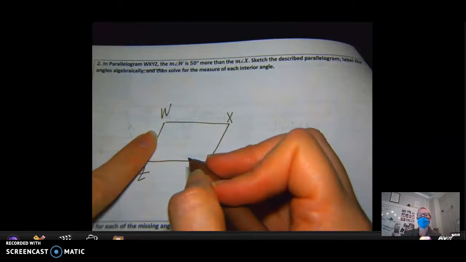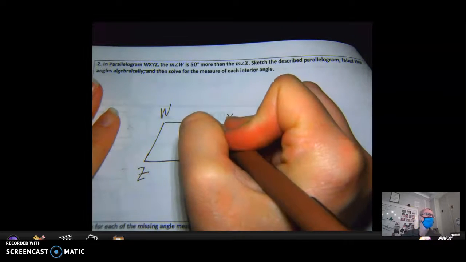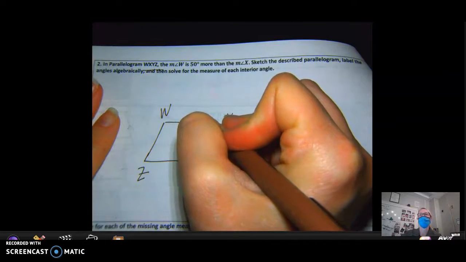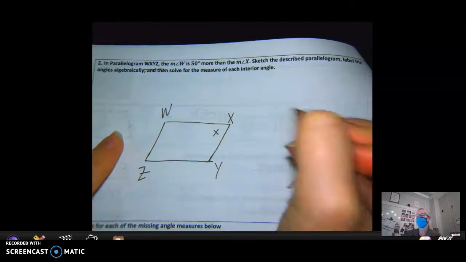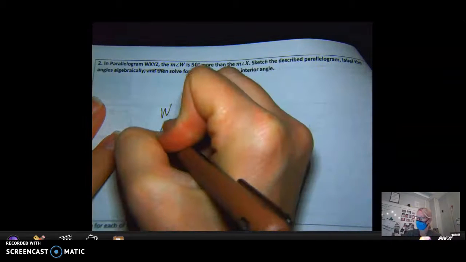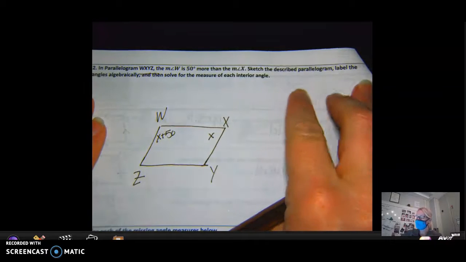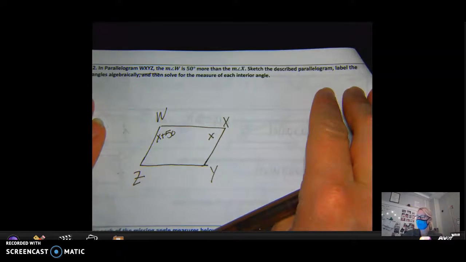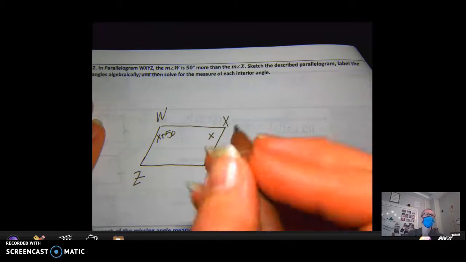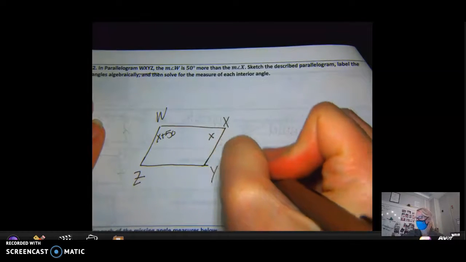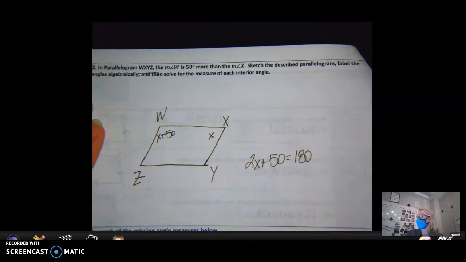The measure of angle W is 50 more than X. So if I put, what should I put for angle X for its measurement? X. Then what would I put for W? Good. Sketch the described parallelogram, label the angles algebraically, and then solve for the measure of each angle. So how would I solve for X now? Good. Because those two angles will be supplementary.